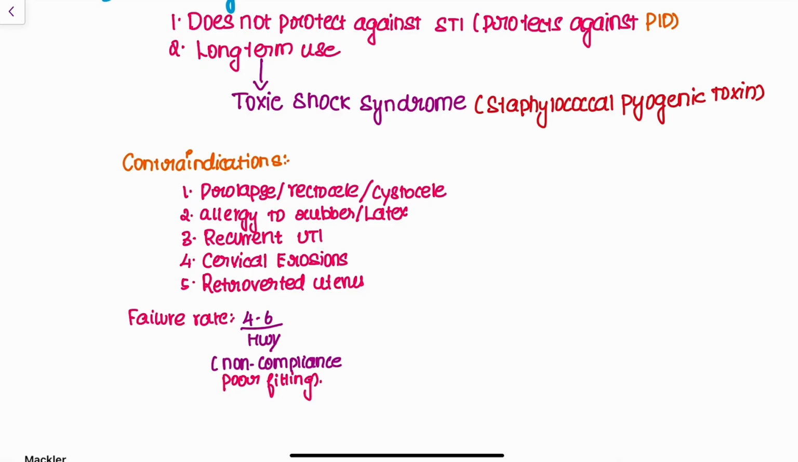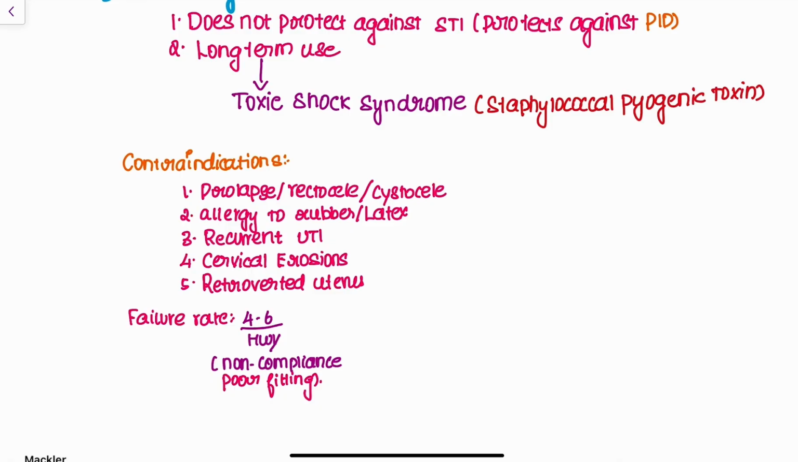And in those patients who have allergy to latex and rubber, these are the materials from which the diaphragm is actually made. In those patients who are allergic to rubber and latex, you cannot use this diaphragm. And in those patients who have recurrent urinary tract infections, you cannot use it. Why? Because you have to use the diaphragm with a spermicidal agent, and the spermicidal agent can lead to colonization of harmful bacteria, which will lead to UTI. So it is going to aggravate and worsen the existing UTI. So in patients of recurrent urinary tract infection, you cannot use this diaphragm.